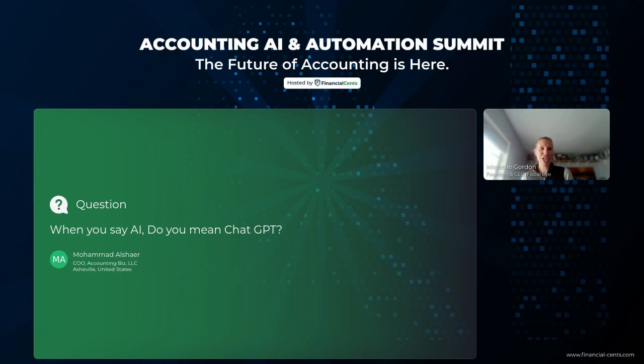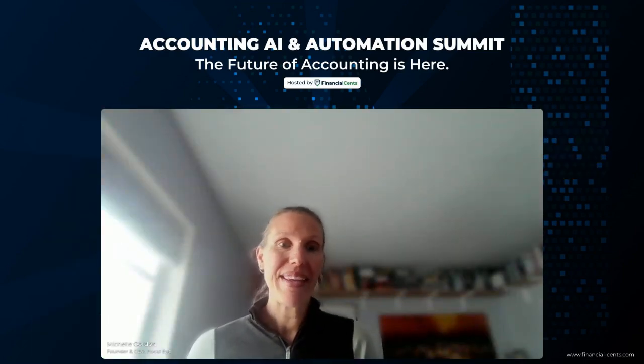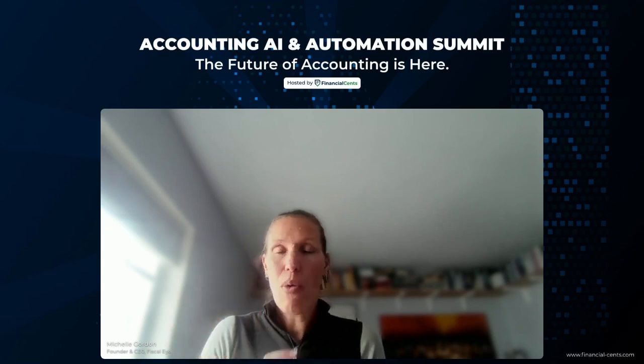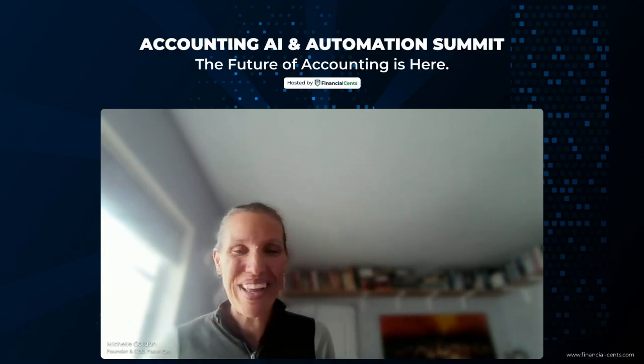When I say AI, do I mean ChatGPT? When I say AI, I mean all those AI terms that I talked about earlier. So yes, ChatGPT is AI, but ChatGPT is just one form of AI. When I'm talking about my company, Fiscal I, I'm talking about generative AI, agents and multi-agent systems that I'm utilizing to build. Yes, Fiscal I is an AI tool that you can use to help your clients.